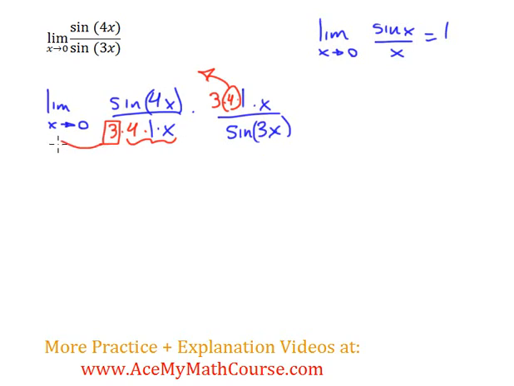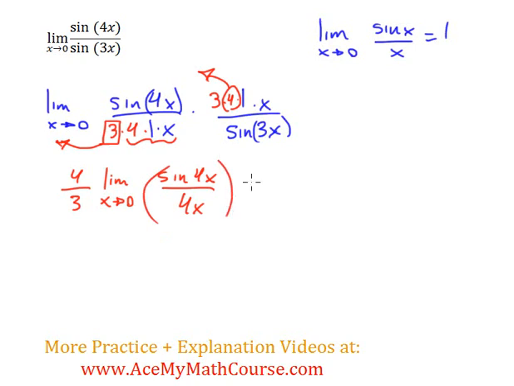Okay, so let's remove the 3 and let's remove the 4. So we end up with a 4 over 3 outside of the limit. And I can do that because that's a limit law. If I'm multiplying things within the limit, that's a constant, I can just remove it from the limit. So I have 4 over 3 times sine of 4x over 4x times 3x, because that's the only thing that's left up top, over sine 3x.